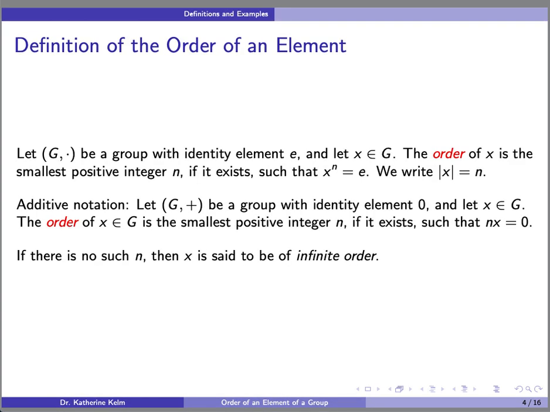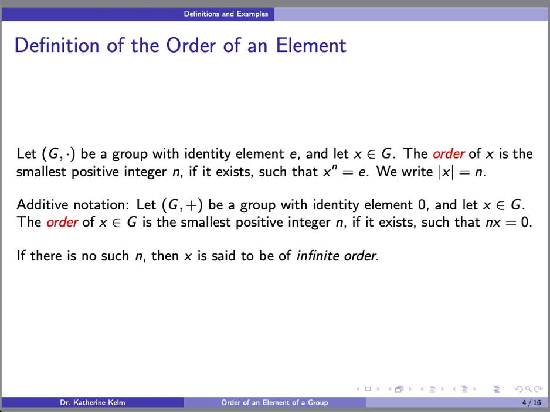Okay, so let's start with our main definition. Let G be a group with identity element e, and let x be an element of G. The order of the element x is the smallest positive integer n, if it exists, such that x to the n equals e. And we will use this notation that looks like absolute value to denote the order of x.